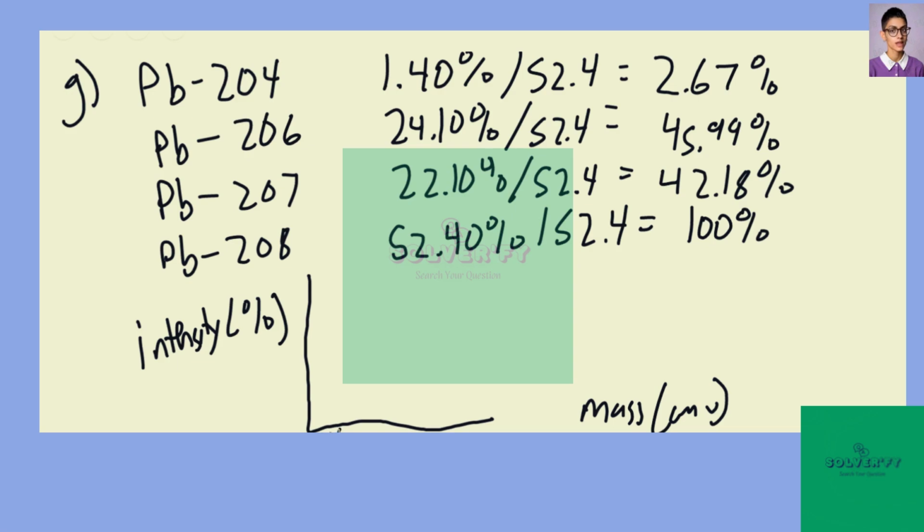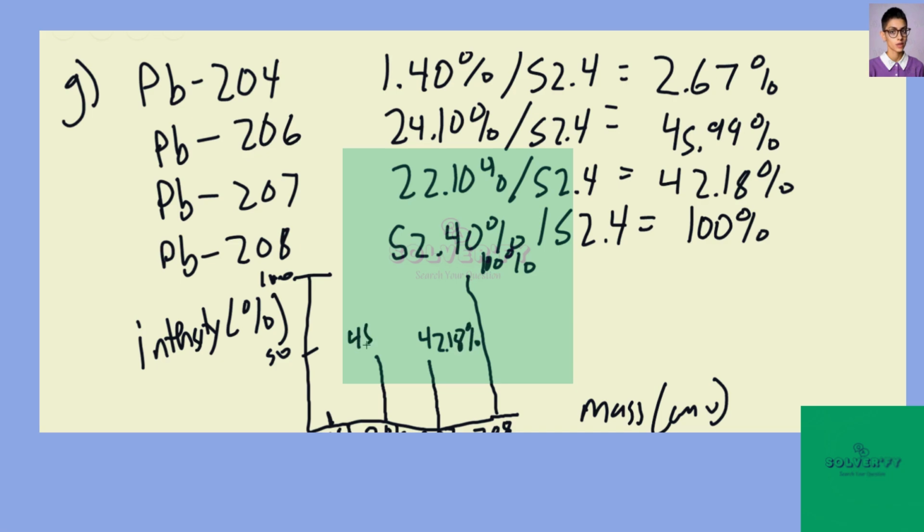And so on this x-axis, we have our isotopes, 204, 206, 207, and 208. And now we just fill in the intensities. So we have 100 up here and 50 here. 204 is a really small peak. 206 is just under 50. 207 is just under 206. And 208 is 100%. So we have 100% here. Here we have 42.18%. Here we have 45.99%. And here we have 2.67%. So this is our sketch for the mass spectrum of lead.